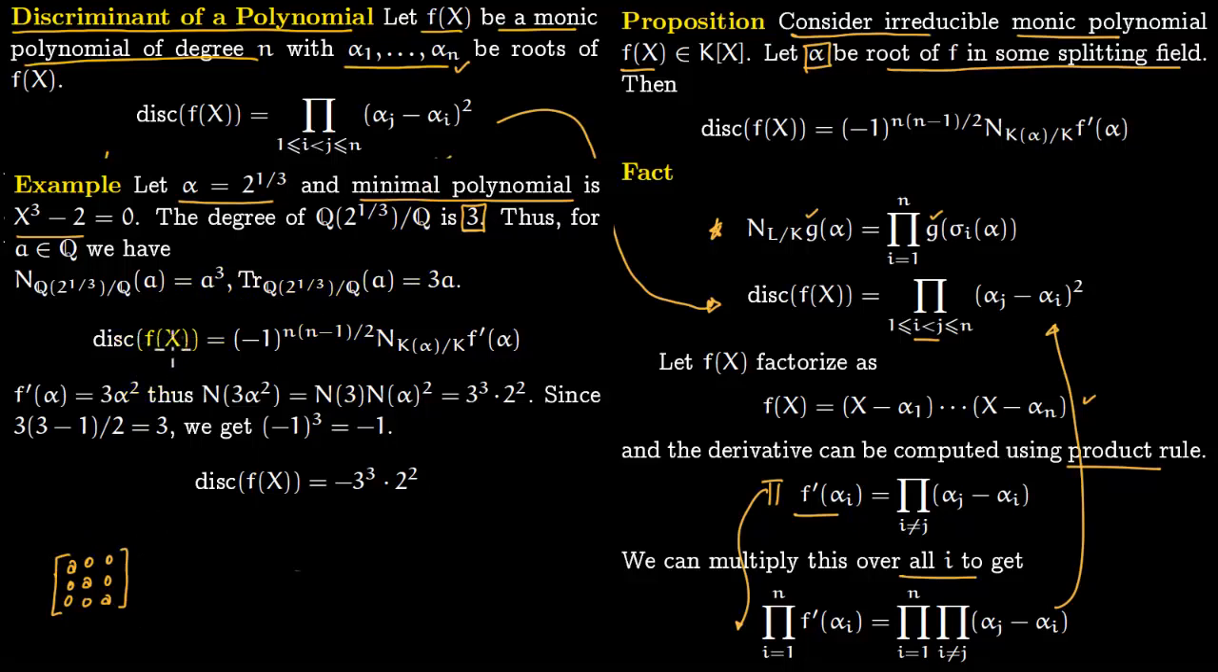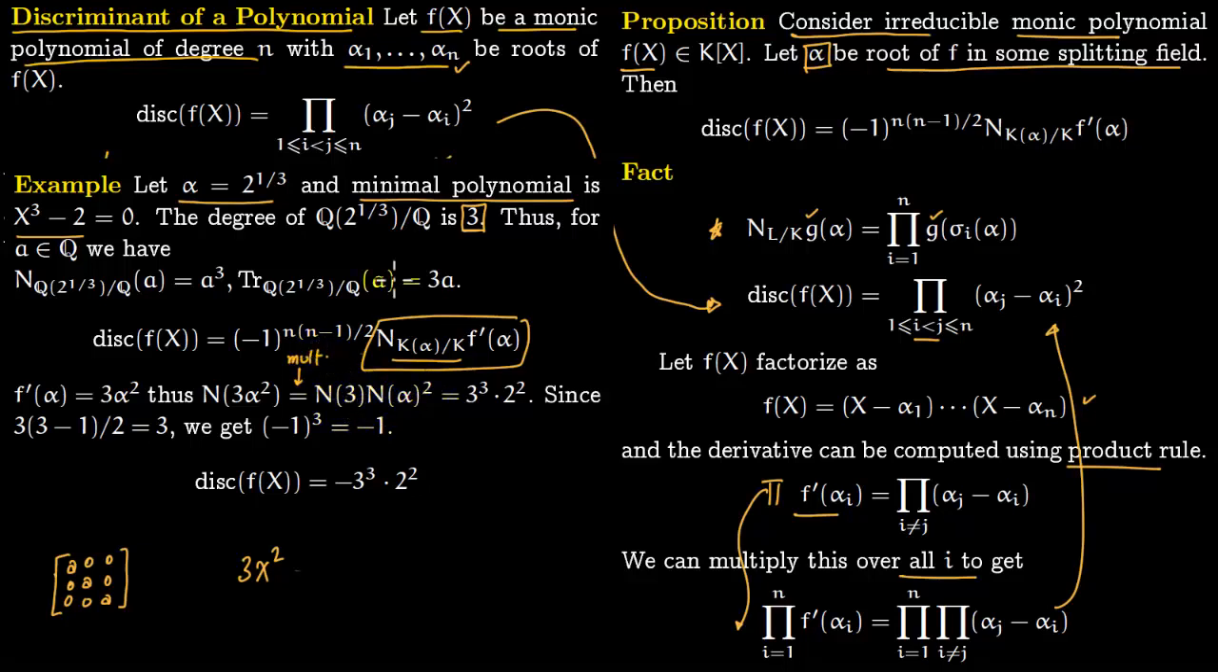So the discriminant of f of x, we are using this formula here: minus 1 to the power of n times n minus 1 by 2, norm of K(alpha) over K of f prime of alpha. So what is f prime of this? f prime of this is 3x squared, and f prime of alpha would be 3 alpha squared. So let us compute this norm first. So the norm of 3 alpha squared. The norm is multiplicative, so this becomes the norm of 3 times the norm of alpha squared.